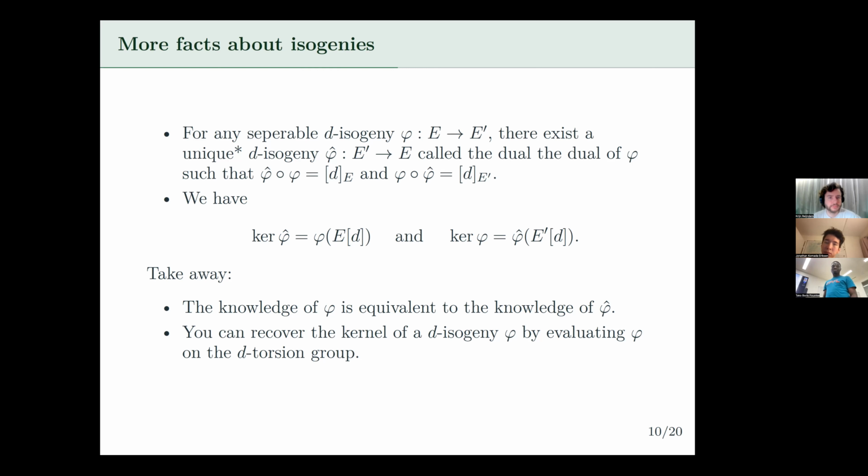This will be very important when trying to implement the classical passive torsion points attack. So to recover an isogeny of degree D, it suffices to evaluate this isogeny on the D torsion.